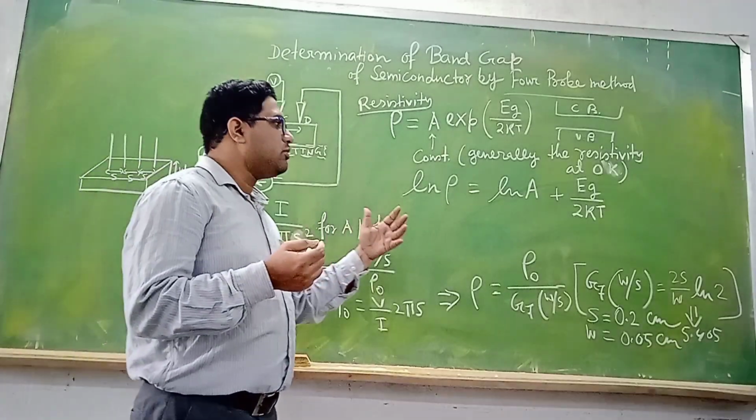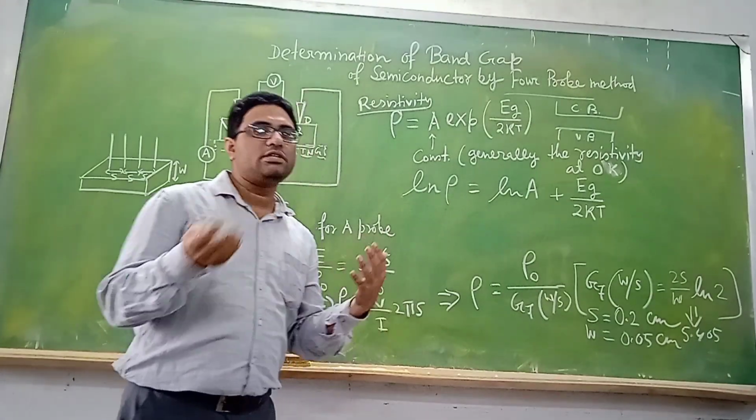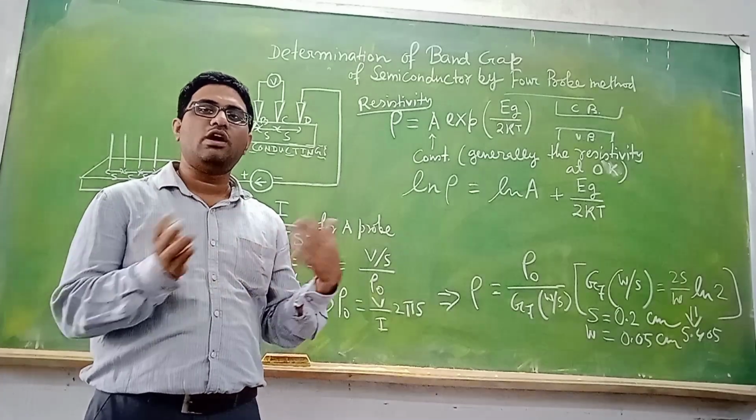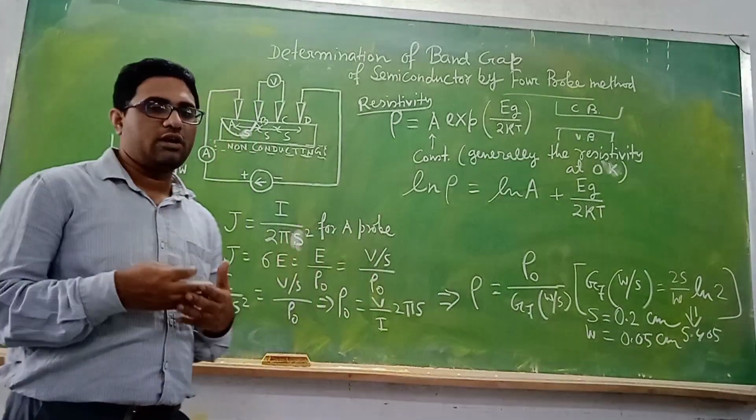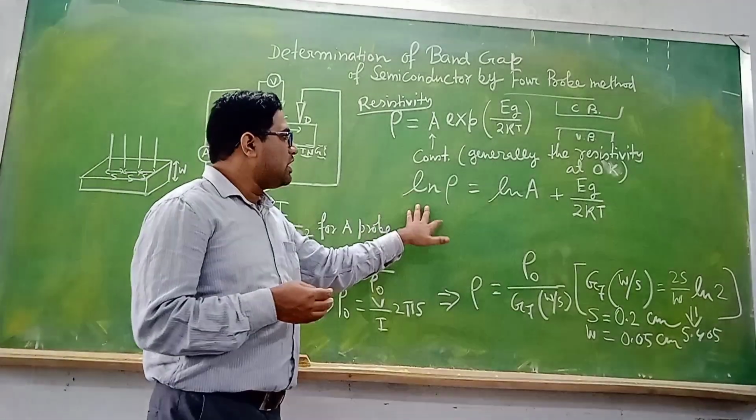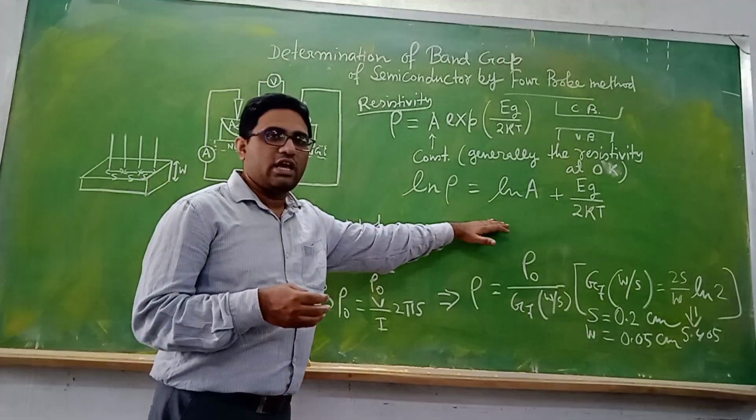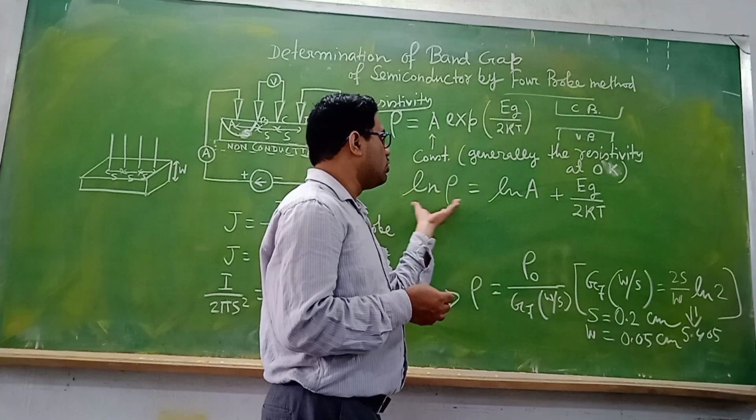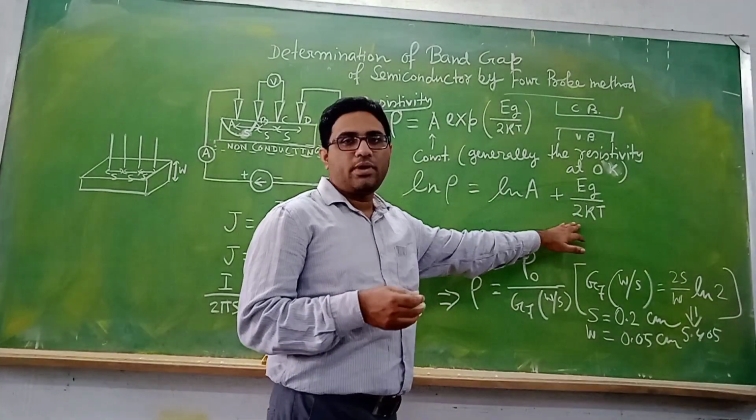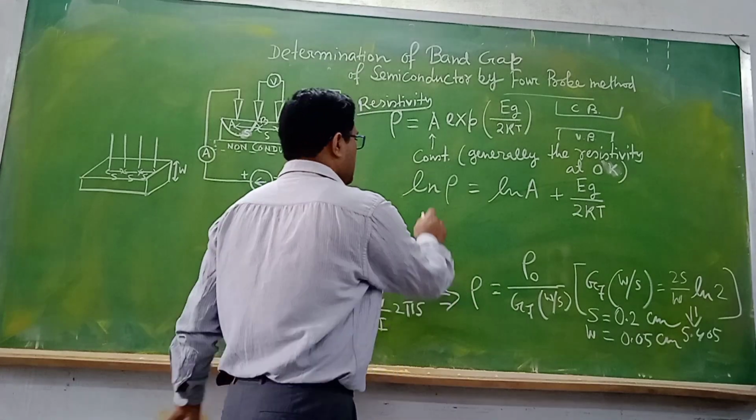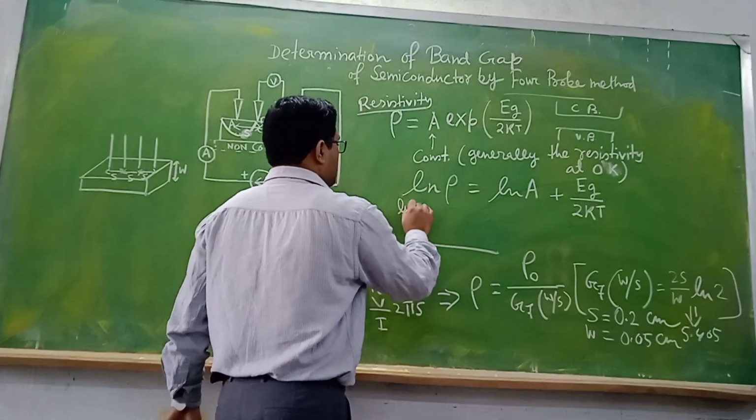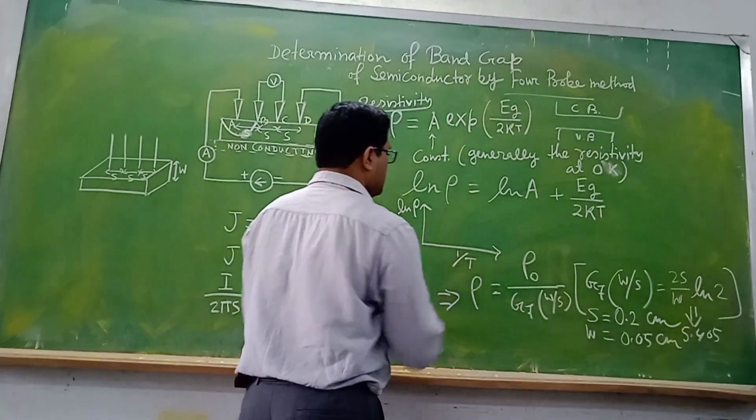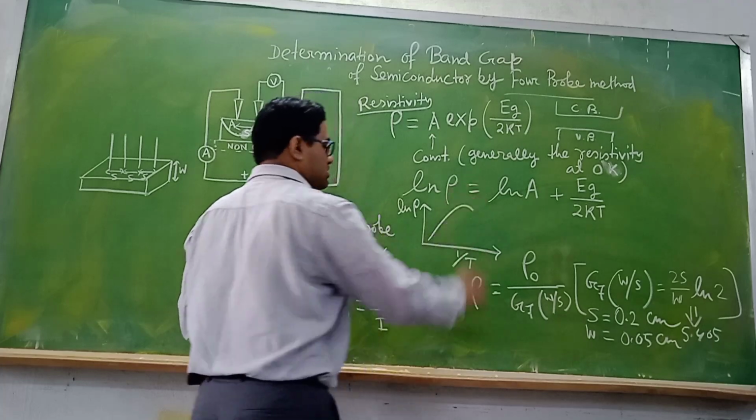So today we have to see how you can measure the band gap from this experiment, and in the laboratory you will verify whether you are getting 0.7 eV or not for germanium. If you take ln rho, then it becomes like this. So ln rho is varying with temperature like this. If I plot a curve with ln rho on the y axis and 1 by T on the x axis, then the plot will be something like this.